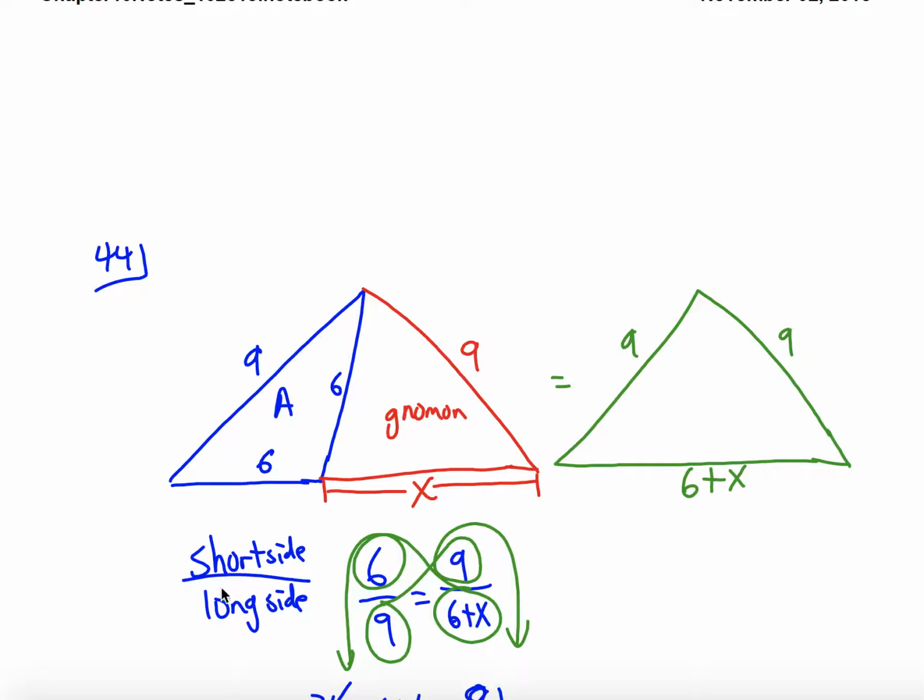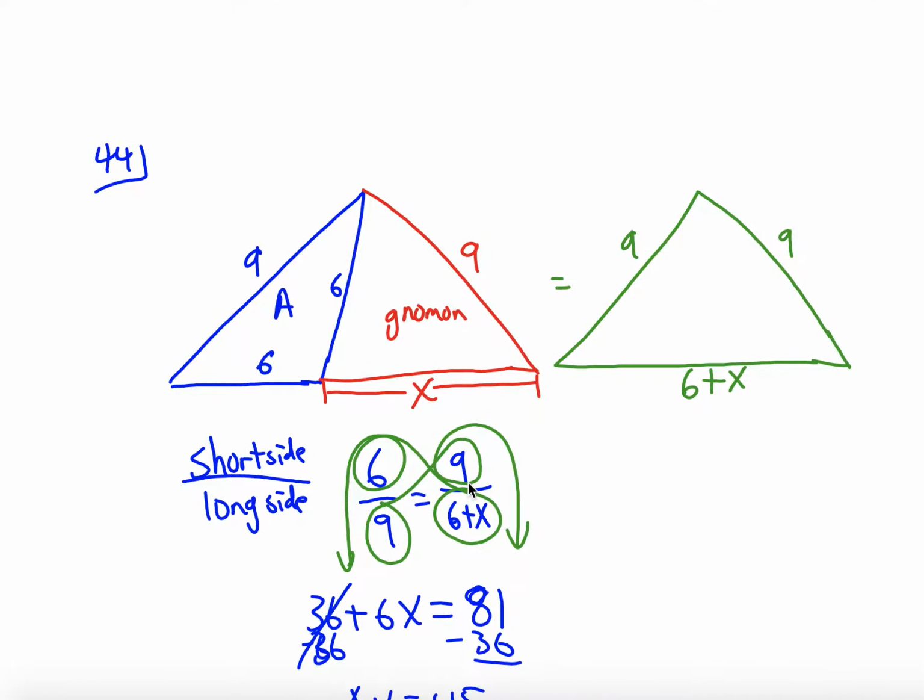So one way to think of it is the short side over the long side. A short side is maybe the 6, the long side is 9 because it's definitely longer than the other. So in this triangle, the blue triangle, a short side is 6 and the long side is 9. In the green triangle, the short side is 9 because again it corresponds to one of these lengths here, and the long side is this 6 plus x because it corresponds to this long side over here. So we get 6 over 9 is 9 over x plus 6.